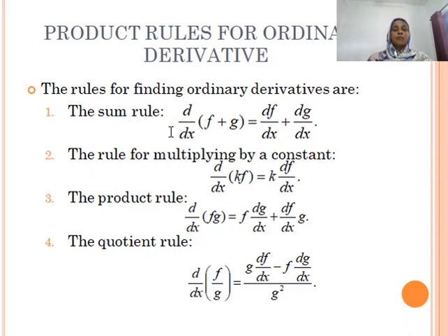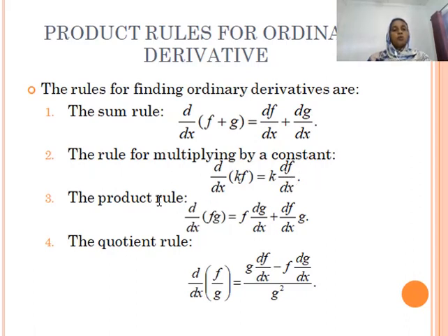The first one is the sum rule. If you find the first derivative of a sum of two functions, you can find the derivative of each function separately and add them. This is the rule: d by dx of f plus g equals df by dx plus dg by dx. In the case of multiplication by a constant, d by dx of kf equals k df by dx. Here k represents a constant. So a constant times the derivative of the function.